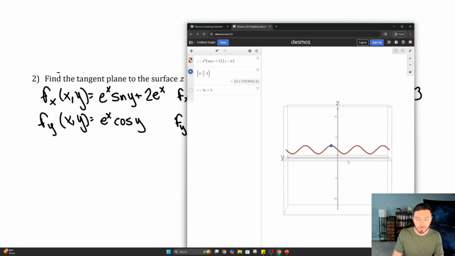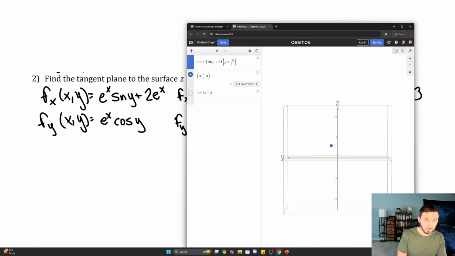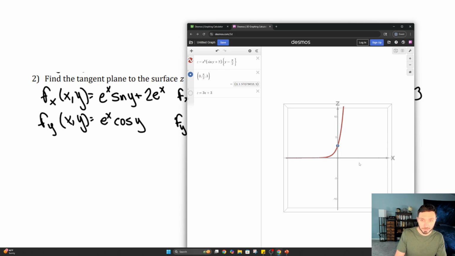That would be a slope of 0 for this sine wave, right? A slope of 0 for this sine wave. So when y changes, z doesn't, just for that instant of time. And then if I look at when y is fixed to be pi over 2, that's going to be that exponential. And then when x changes, z changes with that slope of 3.